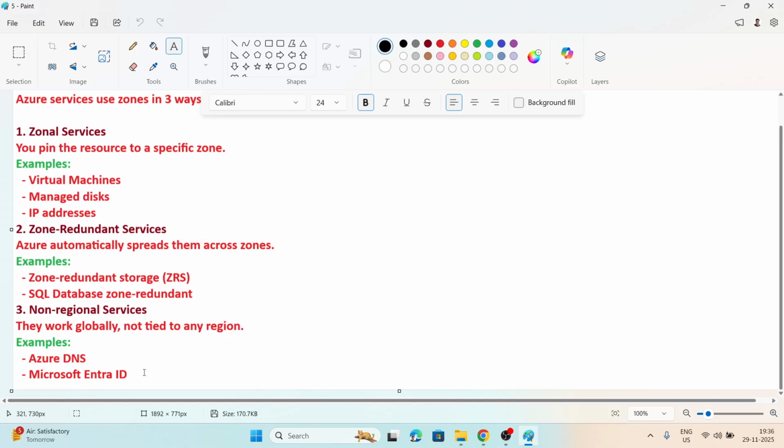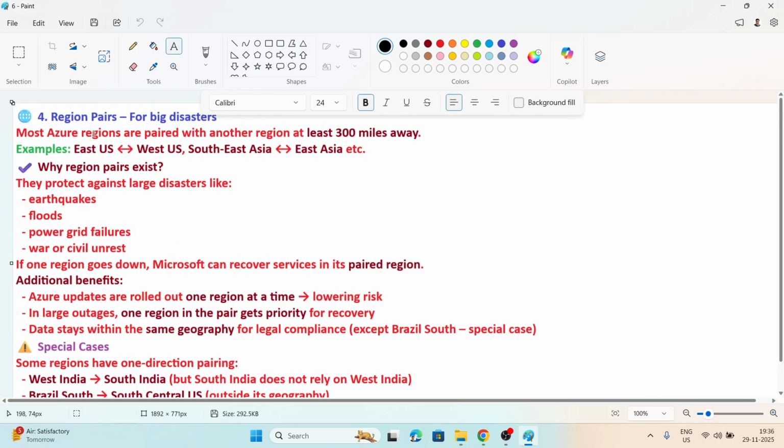So it's like that. Then there is one more option: Azure uses regional pairs for big disasters. Most Azure regions are paired with another region at least 300 miles away. Mostly what Azure does is pair one region with another so that in case of any big disaster, there is no loss of any data or resources. Example, East US is paired with West US, and Southeast Asia is paired with East Asia.